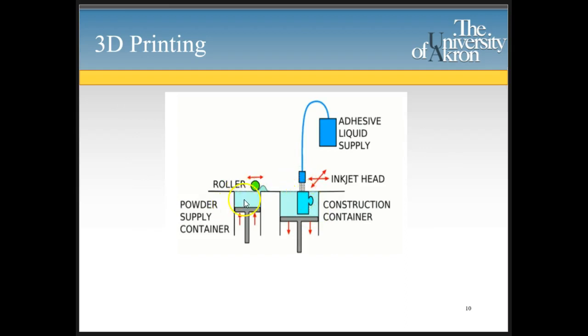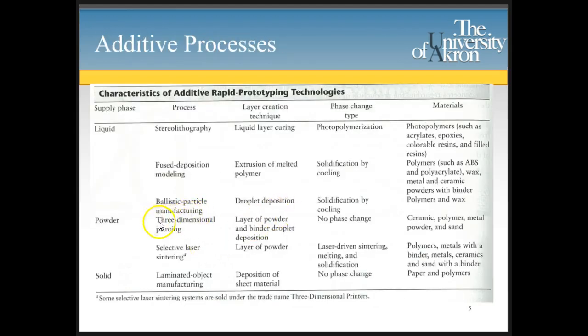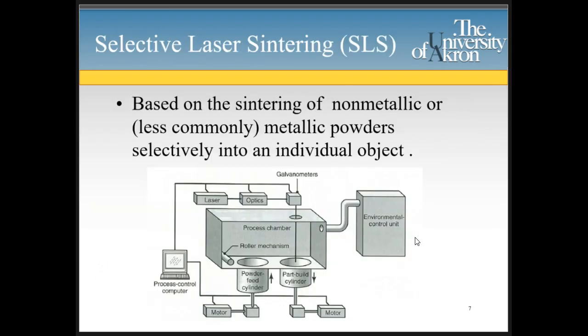We have our powder supply. We're going to put it over the platform, and we're going to use an inkjet head to apply a binder, and we're going to construct our object. So if I go back to, that's here, three-dimensional printing. Ceramic, polymer, metals, powder, and sand can all be completed with that process.